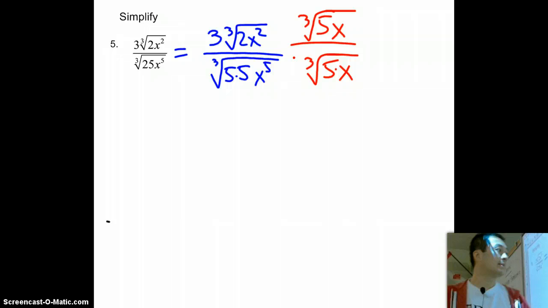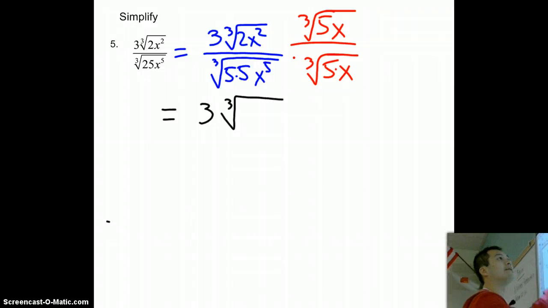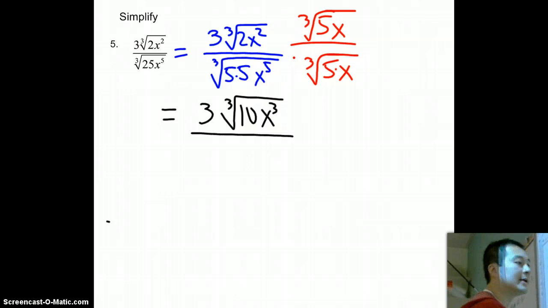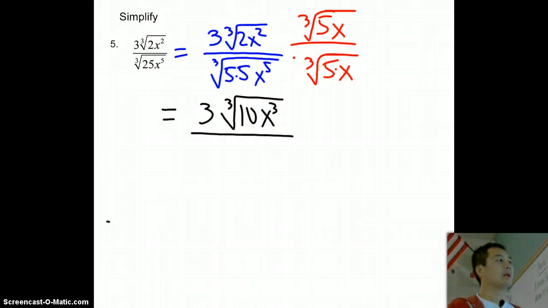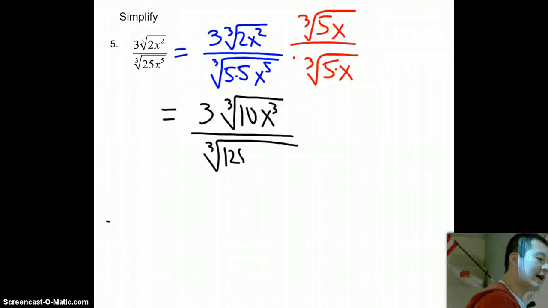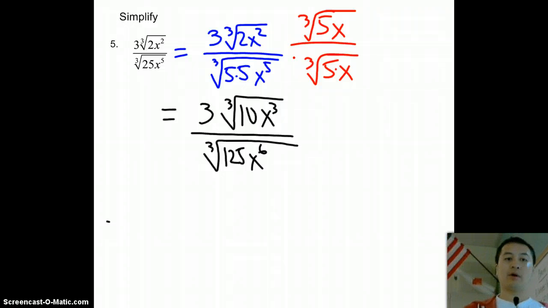I'll go slowly, eyes up here, take a look. The top becomes 3 times the cube root of 2 and 5 make 10. x and x makes x cubed. The bottom, 5 times 5 times 5 is the cube root of 125. Do you have to write the 125? No, you can actually shortcut it and know that the answer is 5. x to the 6. I'm just going the long way so everyone can see my process.